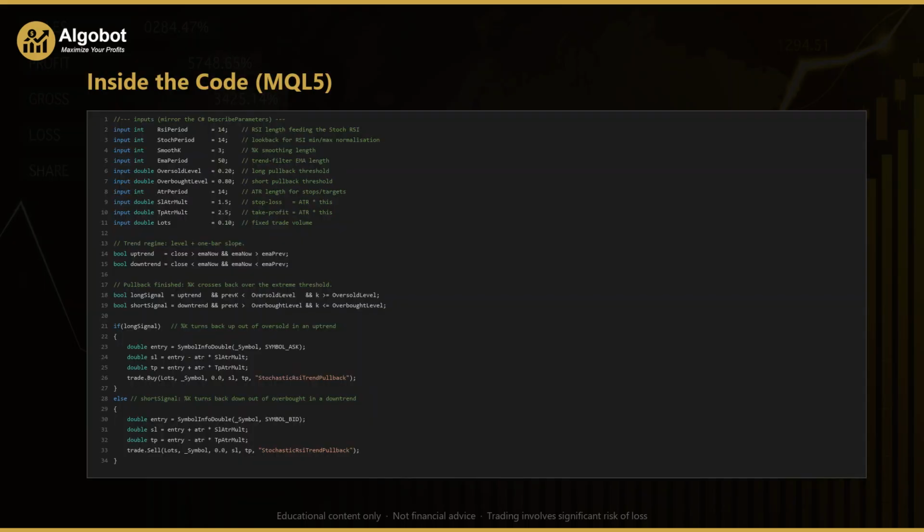Let's look at the actual MQL5 code running inside MetaTrader. At the top are the input parameters, and these mirror the strategy's settings one for one. You can see the RSI period set to 14, the stochastic lookback also 14, the smoothing length of 3, and the 50-period EMA that acts as the trend filter. Below those are the oversold level of 0.20 and the overbought level of 0.80, the ATR period of 14, and the two multipliers that control risk, 1.5 for the stop loss and 2.5 for the take profit.